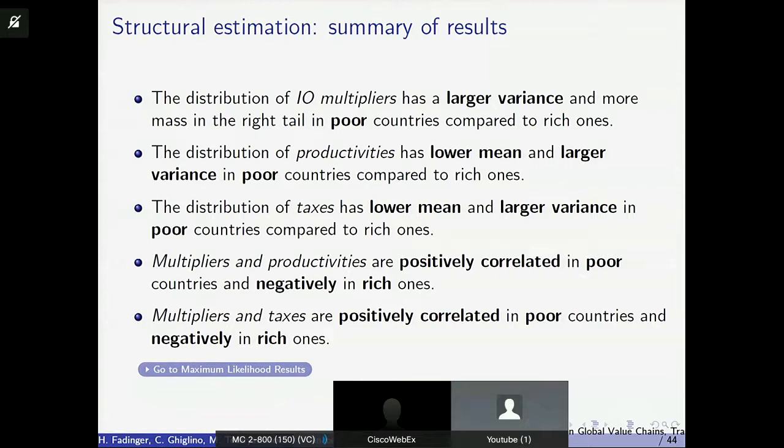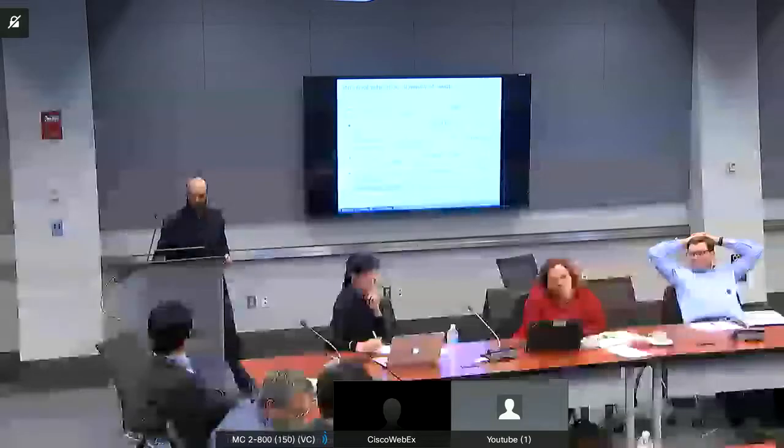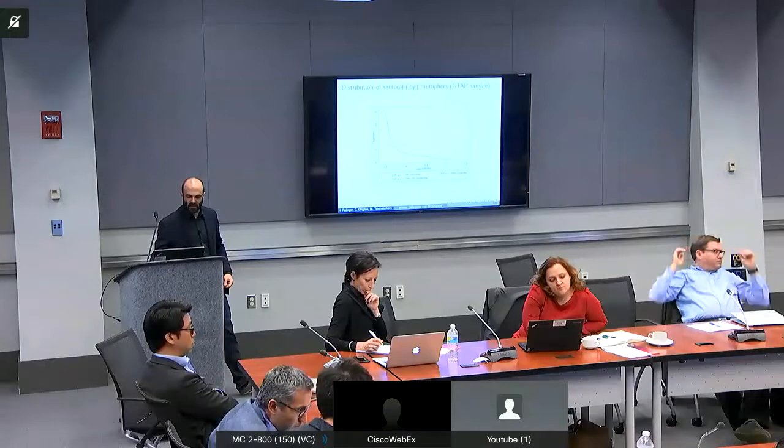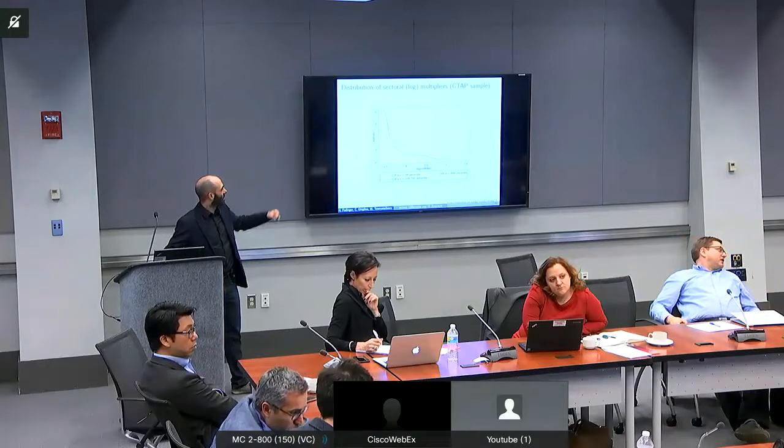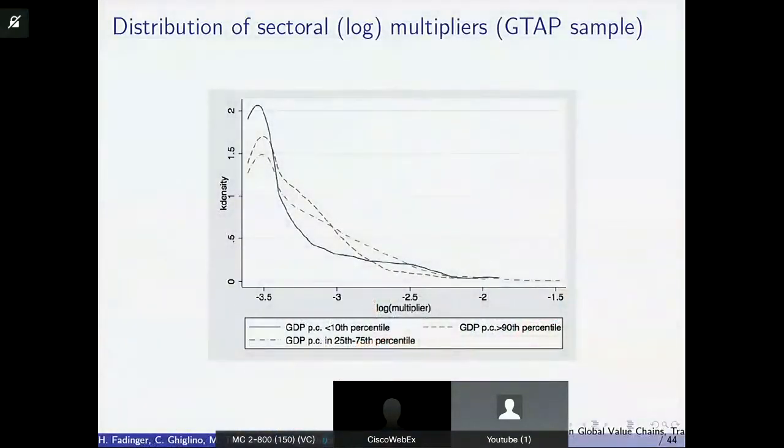But what is interesting, as I already mentioned, is that multipliers and productivities correlate positively in poor countries, while they correlate negatively in rich ones. And multipliers and tax rates also correlate positively in poor countries, while they correlate negatively in rich ones.